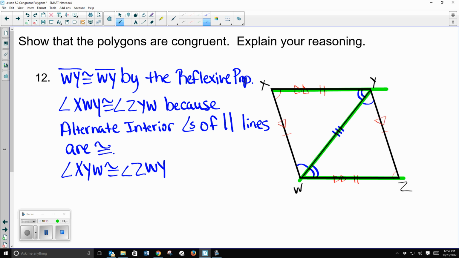But if we already know that these two are congruent to each other, the third angle theorem allows us to make the statement that the last pair of corresponding angles are congruent by third angle theorem. Third angle theorem.